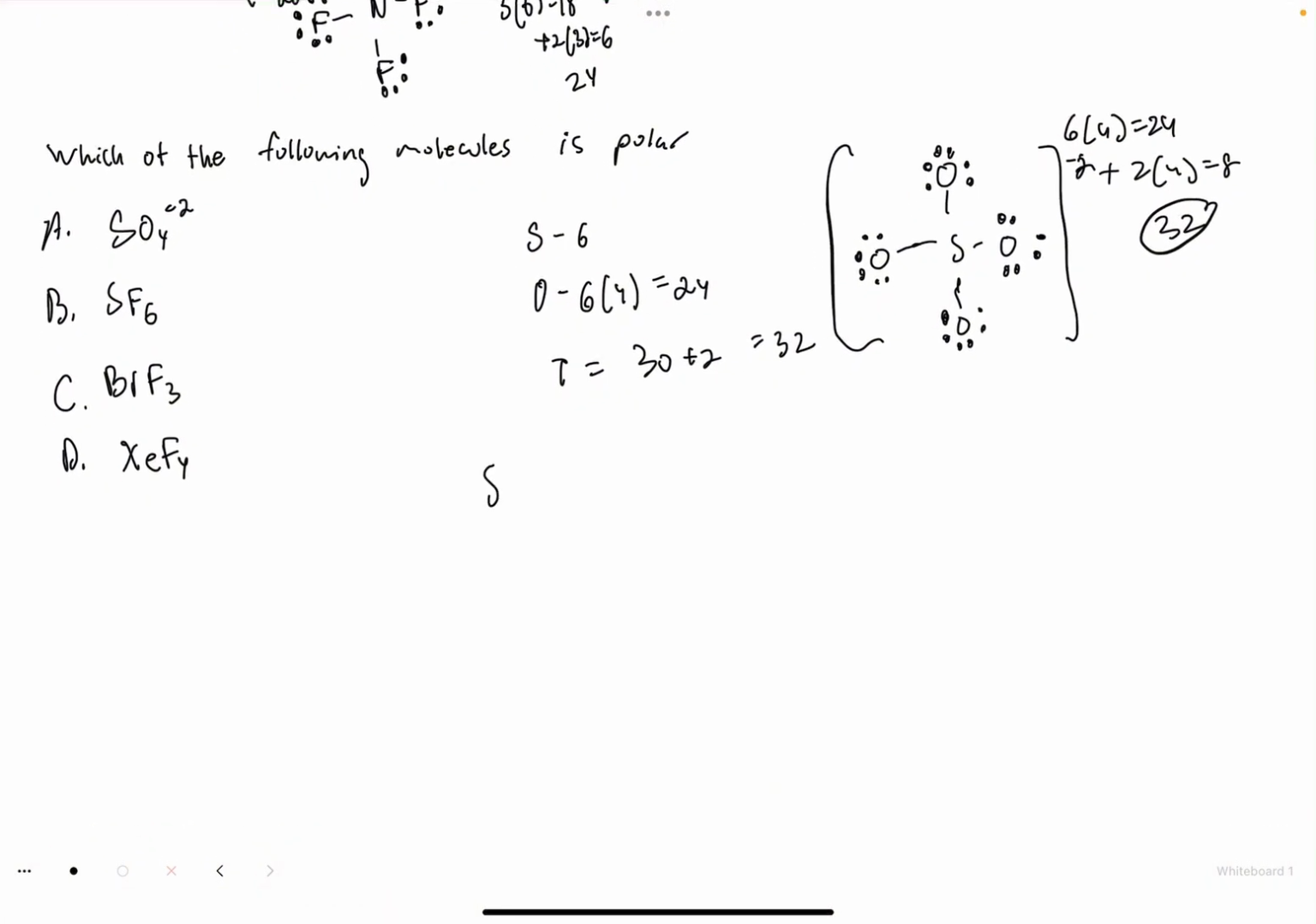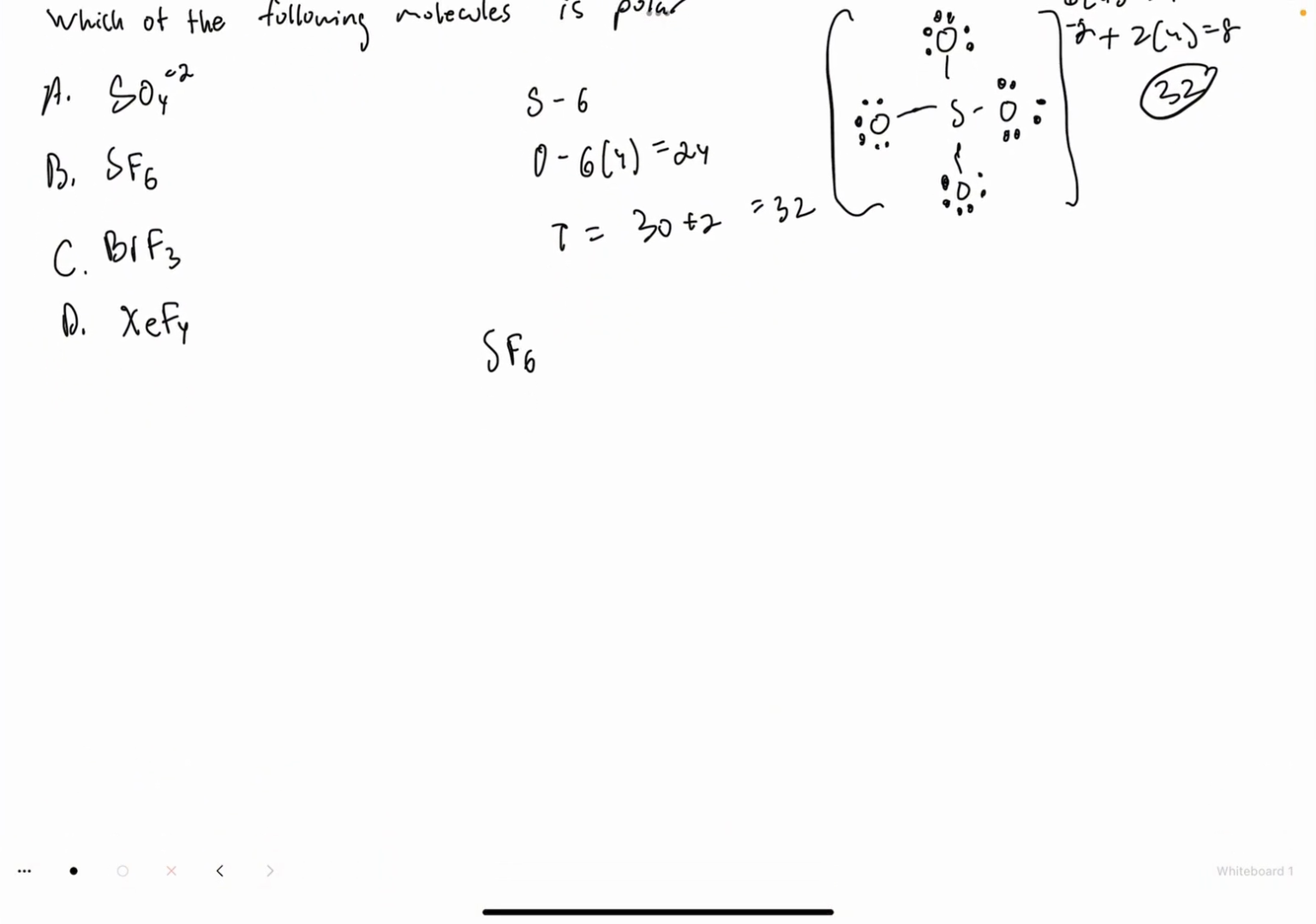The next one is SF6. So let's try and draw that one out. Sulfur is again 6 valence. Fluorine is 7 valence times 6, 42. Total is 48. So S, F, F, and you're drawing this out and you're like, hey, we already have 8 valence. Can we keep going? Yes, because of the third period. So we can keep going. Expanded octet.